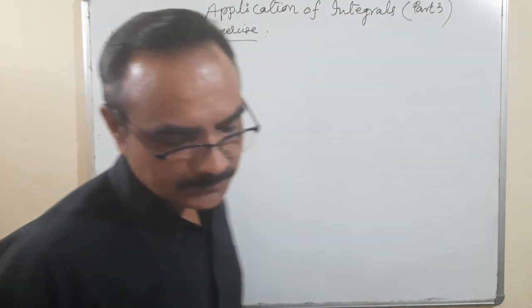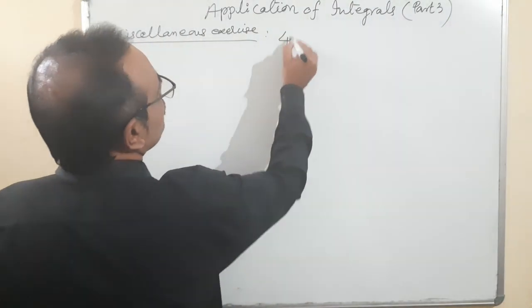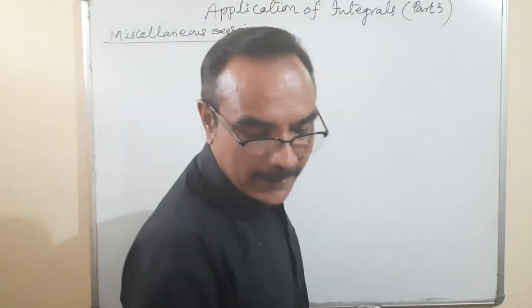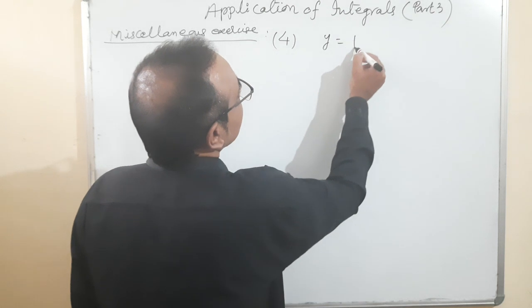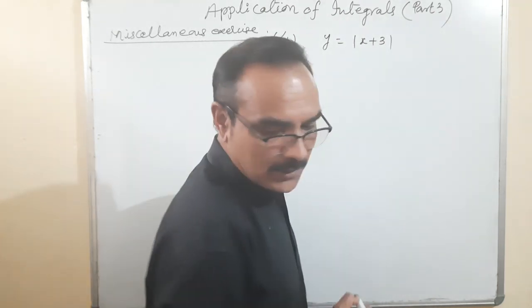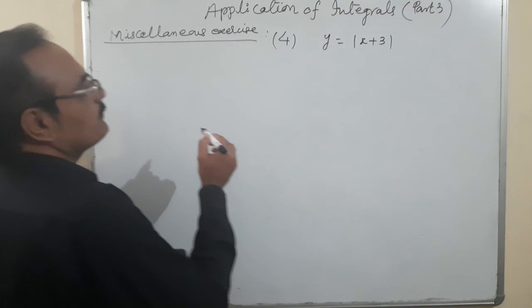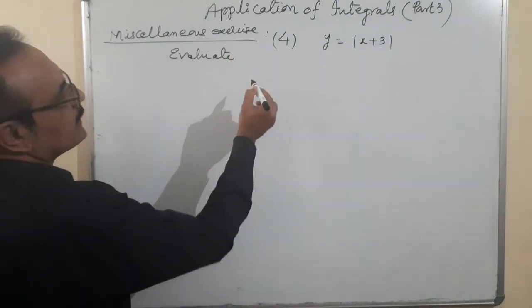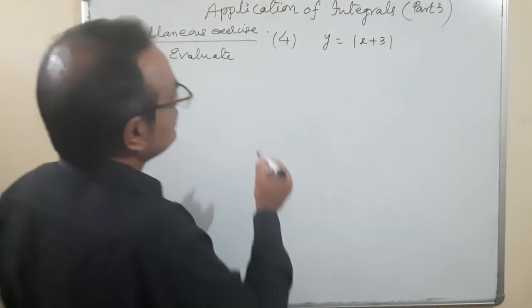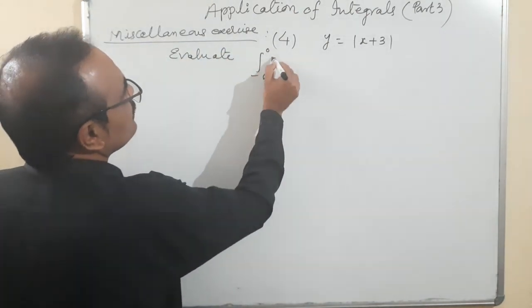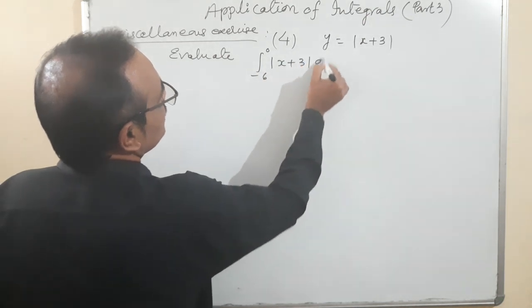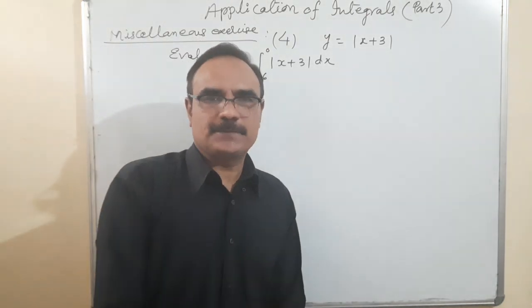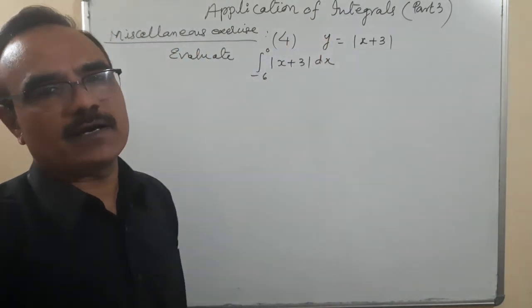Fourth question. Sketch the graph y is equal to mod x plus 3 and evaluate the integral from minus 6 to 0 of mod x plus 3 dx. Number 1, sketch the graph.